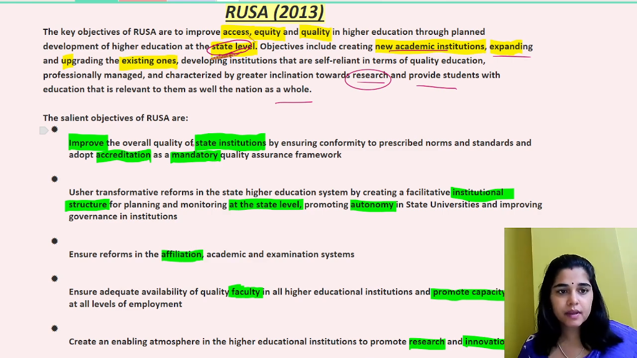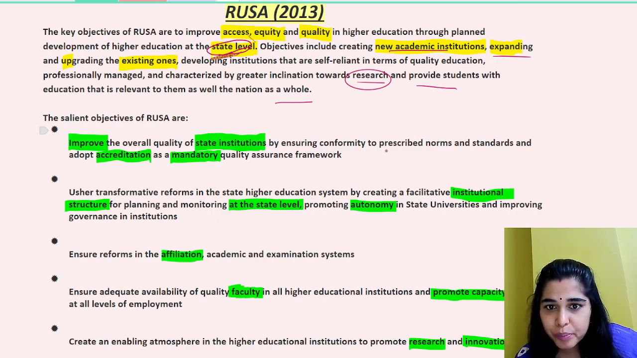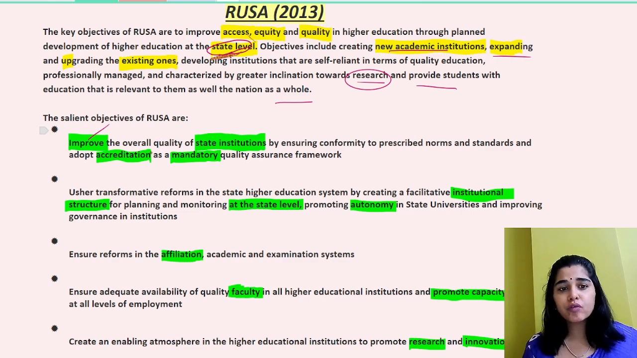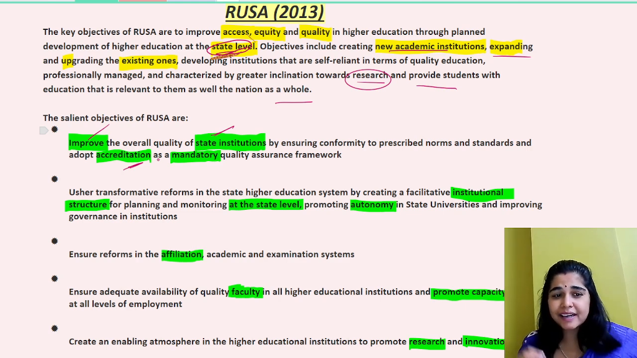Let's see the salient features. Improve the overall quality of state institutions by ensuring conformity to prescribed norms and standards, and adopt accreditation as a mandatory quality assurance framework. Improve what? The overall quality of state institutions, as I mentioned, at the state level. So every state has to improve overall quality. Prescribed norms, standards and accreditation should also be there. Your degree should be accredited, it should have validity, it should have grading, so that quality is enhanced.